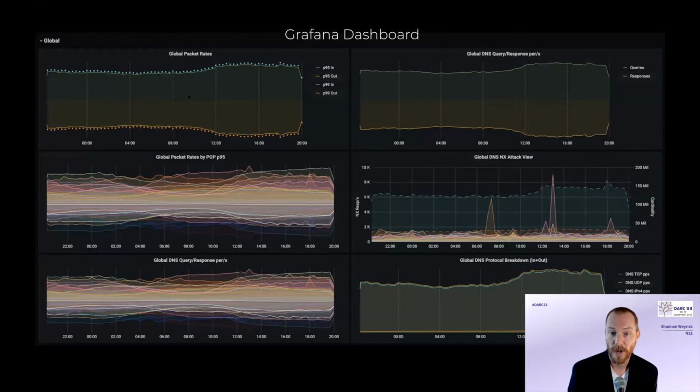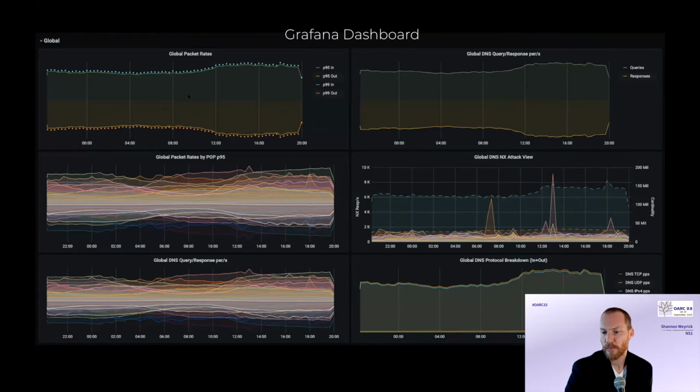In particular, this is graphing the P95 in the main graph, and then the dots represent the P99. So we can see spikes that happened above and below that. We see similar for the packet rates for POPs and for query response pairs. Here we can see the nice seasonality of the POPs.